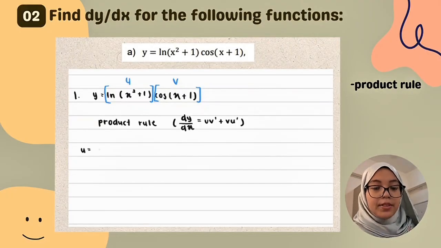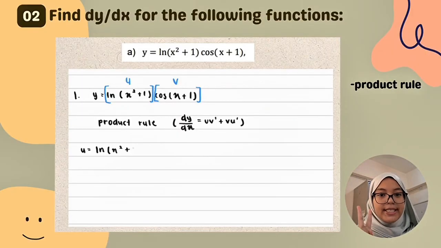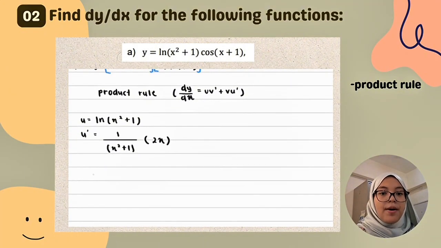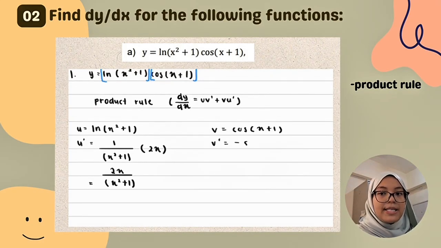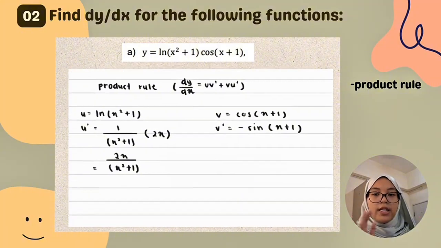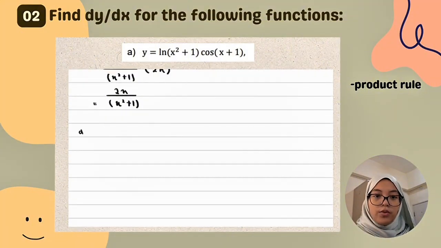For question number 2, we have two questions in A, which are 2a and 2b. For 2a, the question is y equal to ln(x squared plus 1) cos(x plus 1). So we're going to use the product rule. The product rule is dy/dx equal to uv prime plus vu prime. We're going to divide the equation into two parts, u and v.